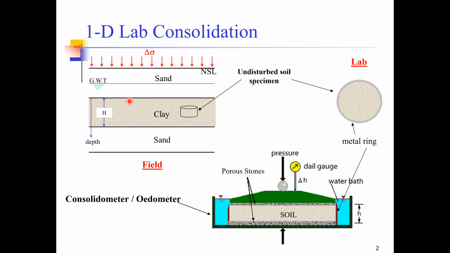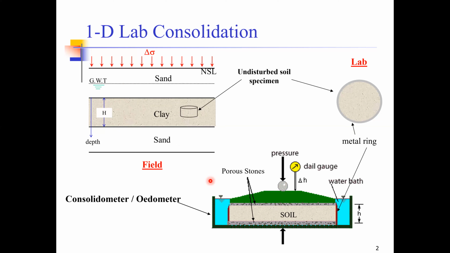Now, by two-way drainage, we mean that there is a pervious layer at the top and a pervious layer at the bottom, and because of this, the water which is saturating this clay layer can leave it either from the top or from the bottom. So in this way, this is called two-way drainage, and in case of two-way drainage, the length of the drainage path is half of the thickness of this clay layer.